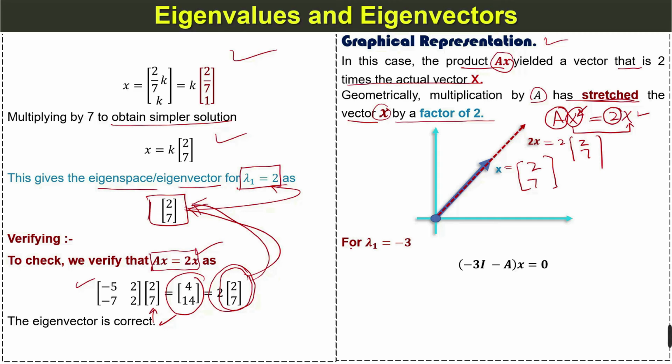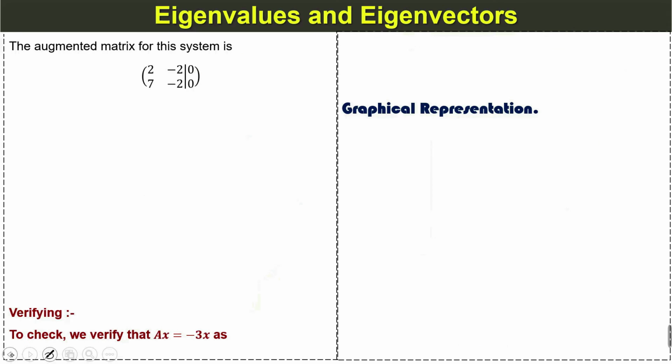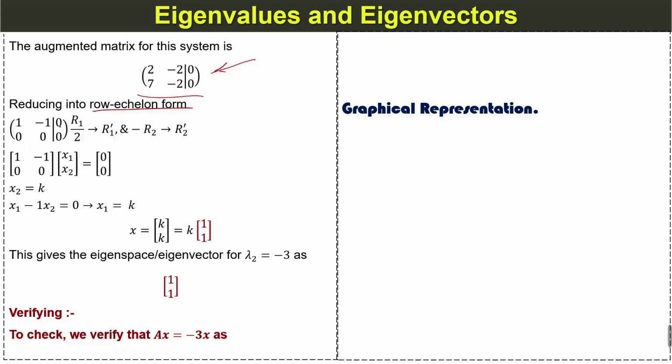Now we follow the same procedure for lambda 2, which is equal to -3, and again we solve this equation to find the eigenvector. After some simplification, we get this one, and we write the augmented matrix for this system. Now we reduce it into row echelon form, and we have this one.